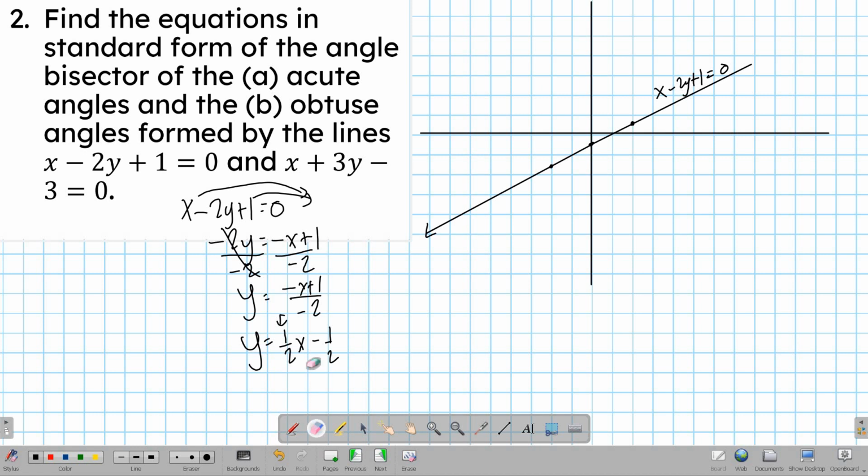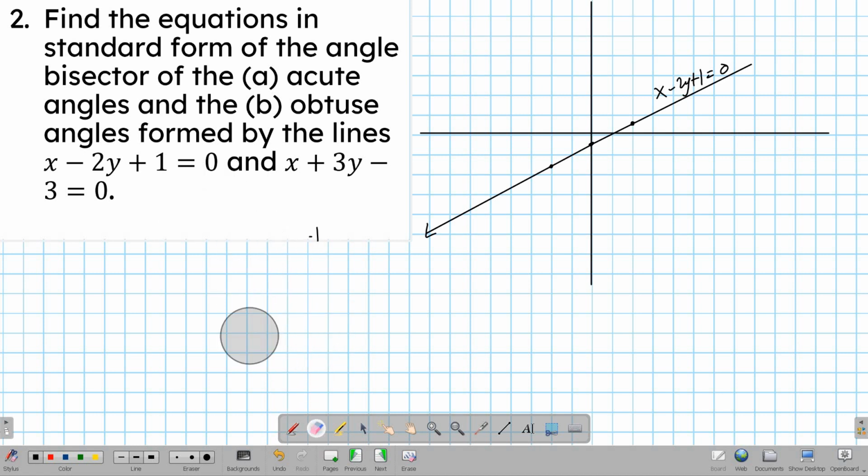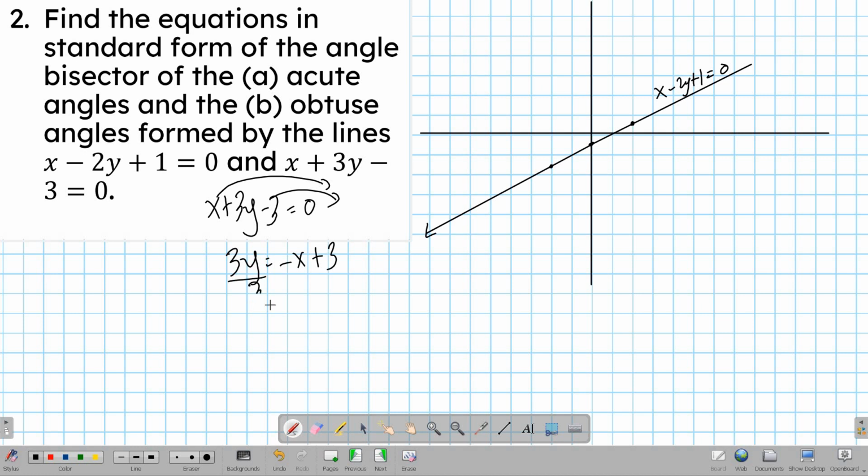The other one. So let's sketch the graph of x plus 3y minus 3 equals 0. So transposing this one here, I'm going to have 3y is equal to negative x plus 3. Divide both sides by 3. I'm going to have y is equal to negative x plus 3 over 3. So therefore, splitting that, I'm going to have y is equal to negative 1/3 x plus 1. I'll leave it to you where that came from.